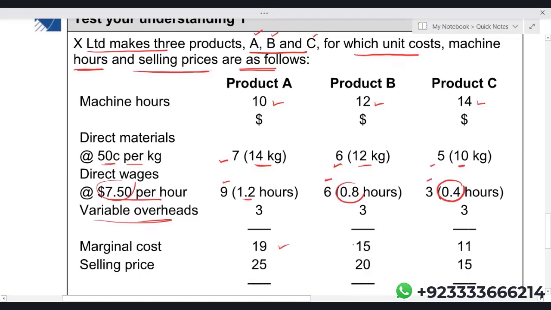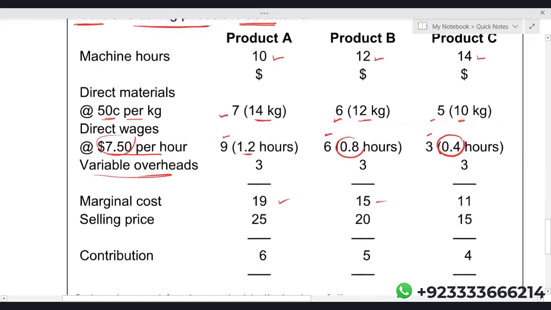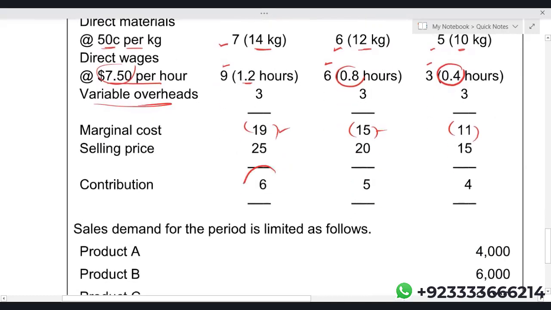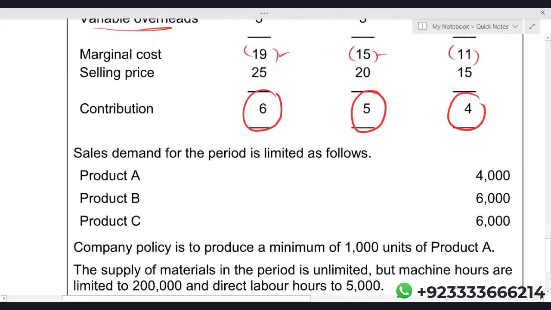Here comes the marginal cost, meaning variable cost, and selling price. So the examiner has already done one step for us. Contribution per unit per product is given to us. So contribution per unit for A, B, and C is already calculated. Fine. Sales demand for the period is limited as follows. The demand for product A is 4,000 units. Product B is 6,000. C is 6,000.